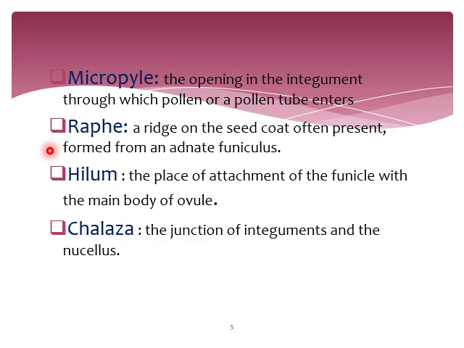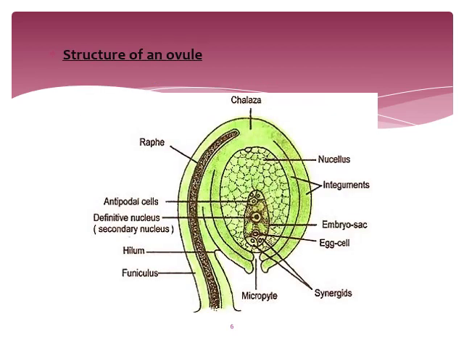Then we have hilum. Hilum is the place of attachment of the funicle with the central body or main body of the ovule. And finally we have chalaza. Chalaza refers to a point of junction of integuments with the nucellus.